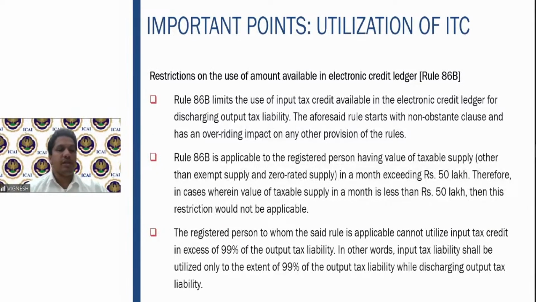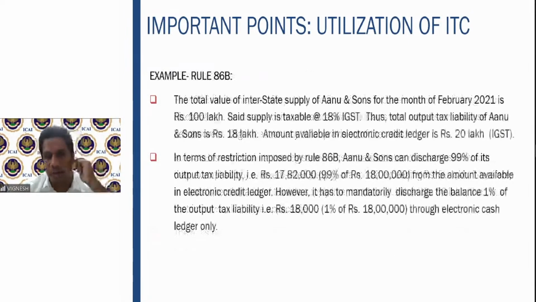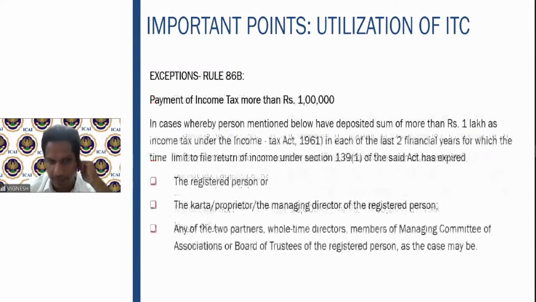In case any amount is there in the credit ledger, Rule 86B will be applicable. If the turnover value of the outward supplies is more than rupees 50 lakhs per month, you can claim the input tax credit only up to 99% of the output tax liability, and the balance you have to pay through the electronic cash ledger. But exceptions are there to 86B.